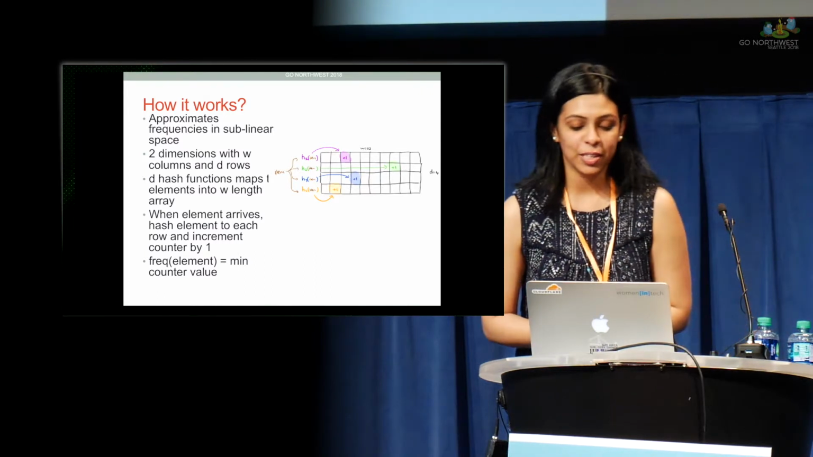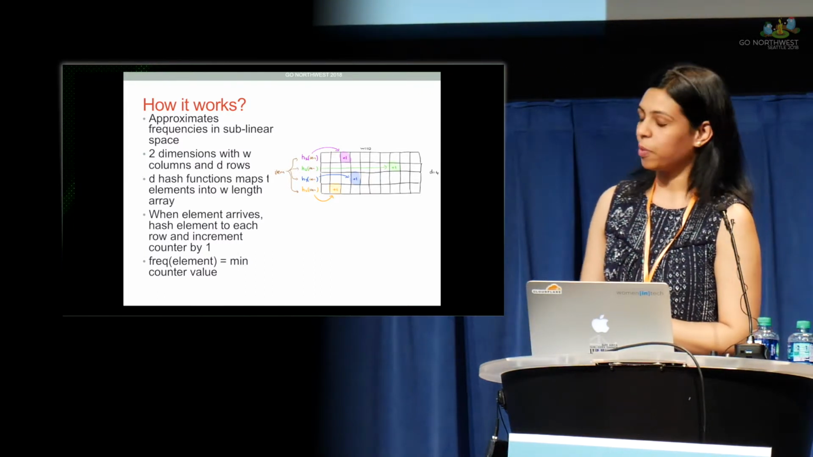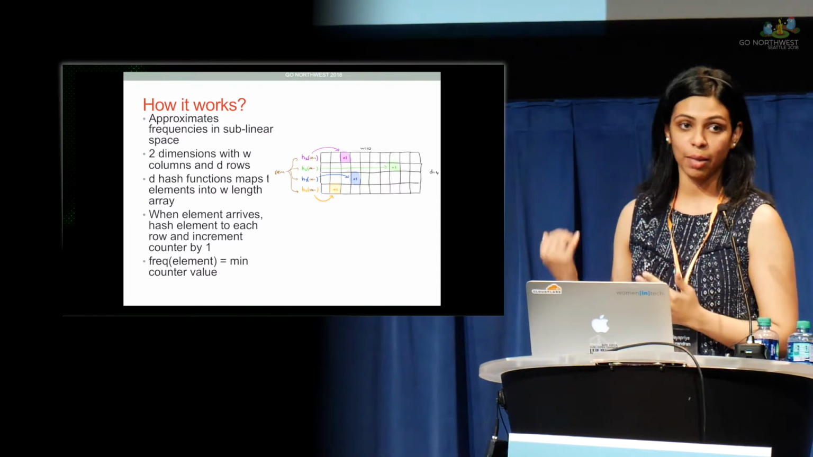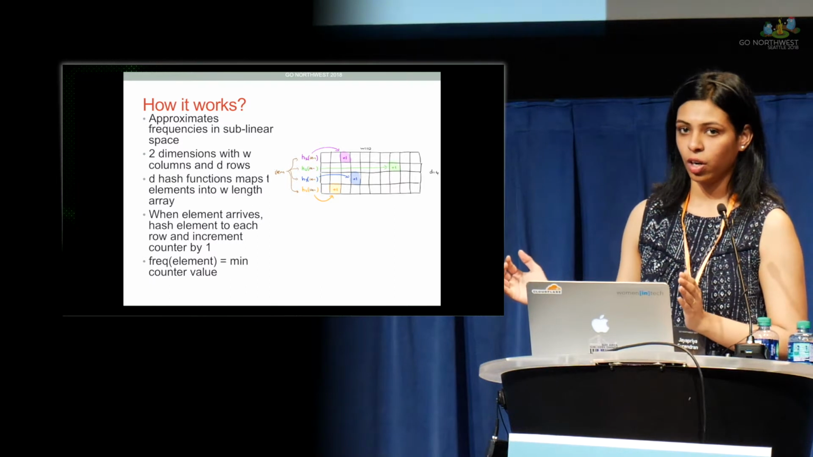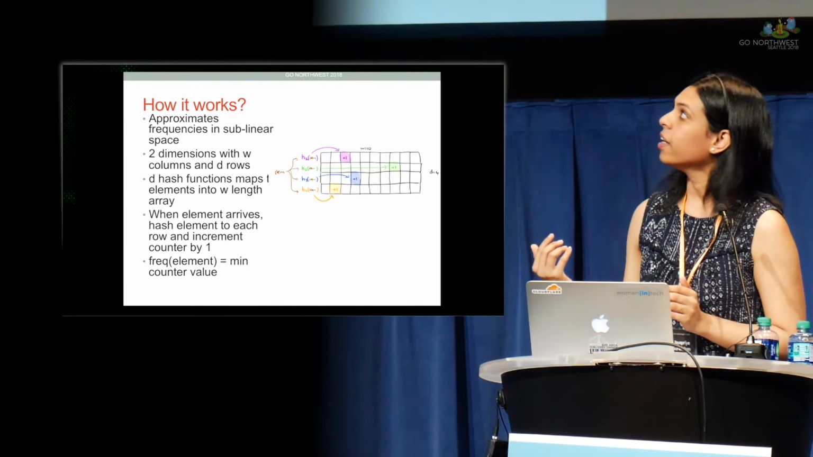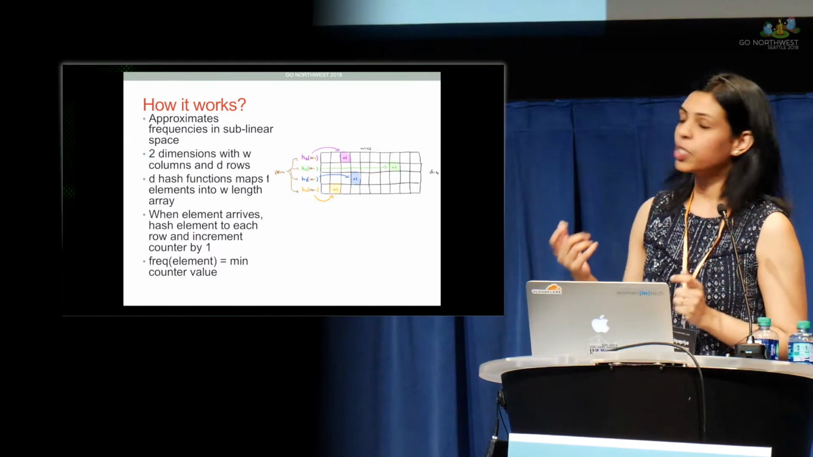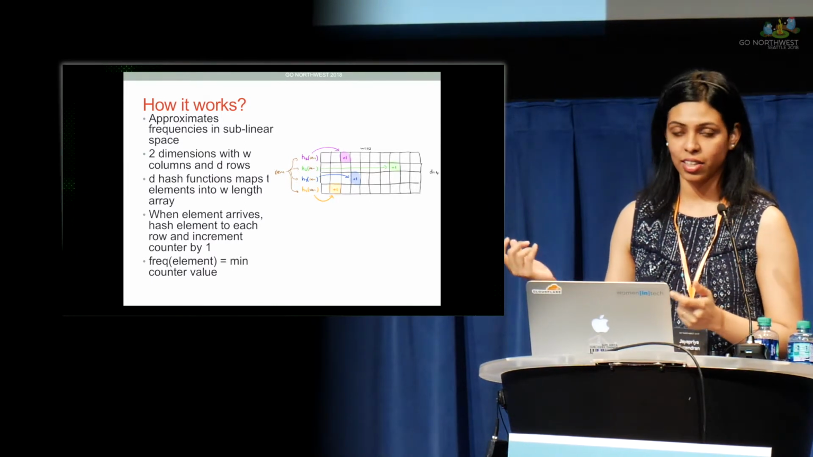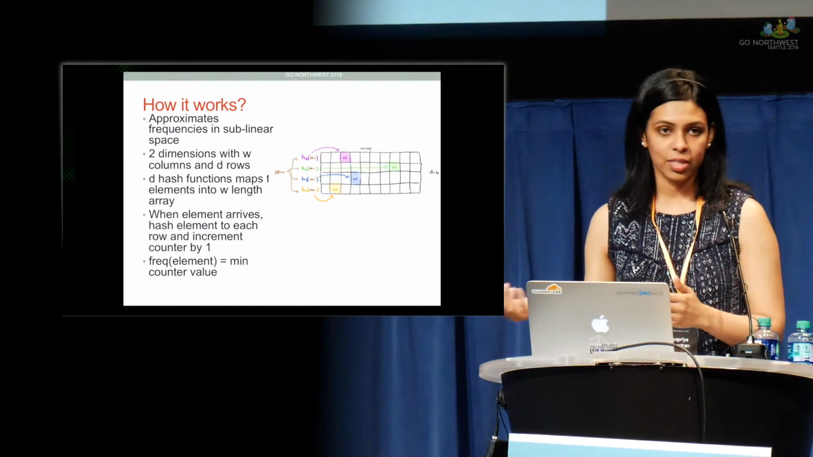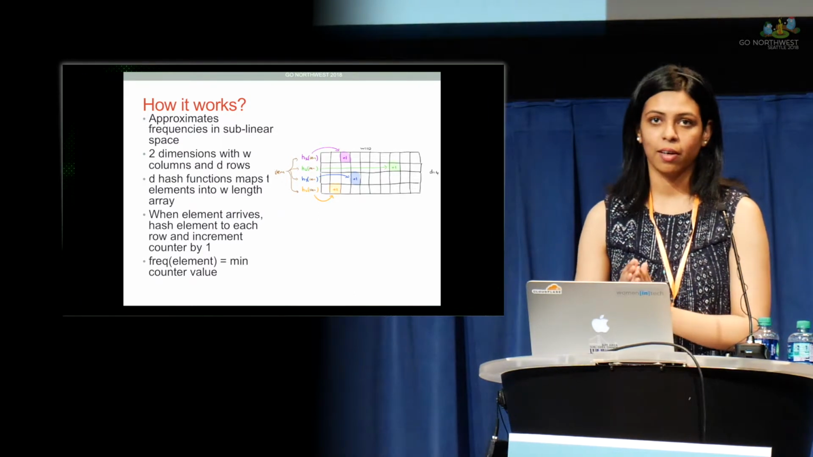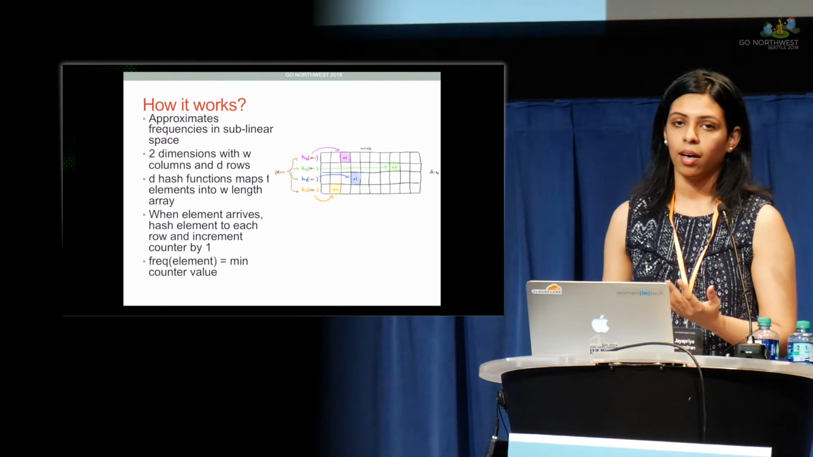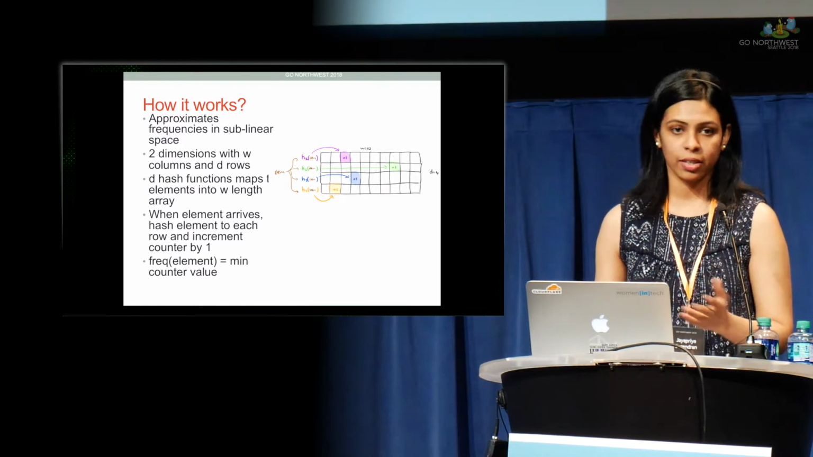Okay, yeah. How it works. Similar to the Bloom filter, here we have two parameters: one is width and the other is depth. Width is going to be the size of your array, and depth is the number of hash functions you want to use here. This utilizes sublinear space in two dimensions, with w columns and d rows. So the width is the size and the depth is the number of hash functions. And this can be optimized and configured as per your desired error rate.